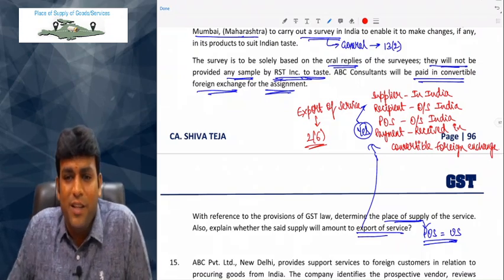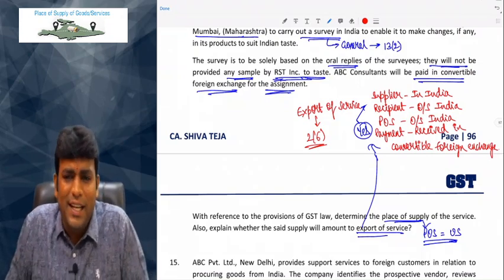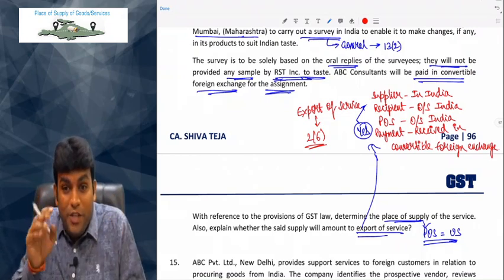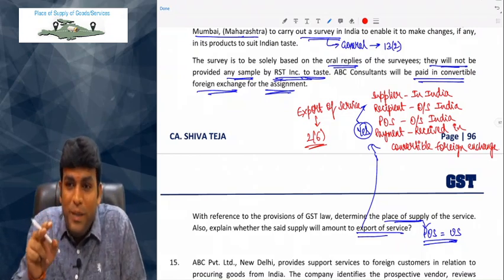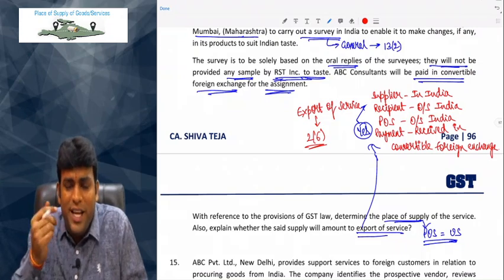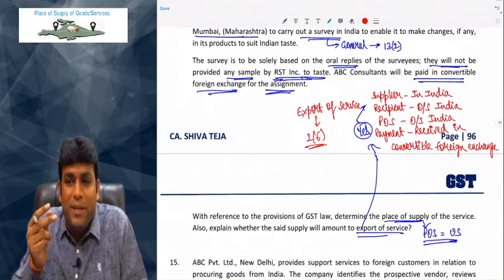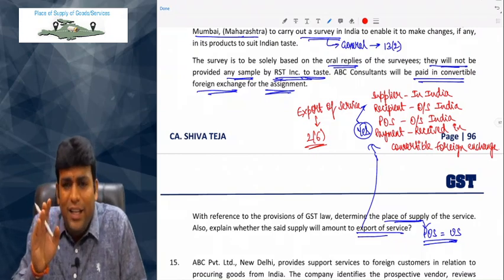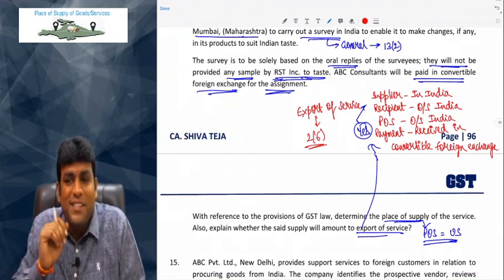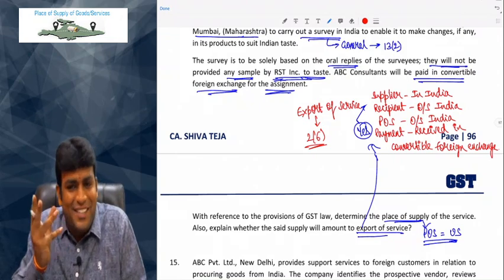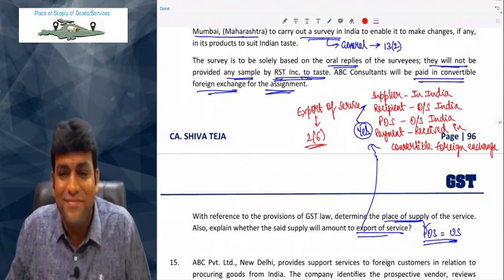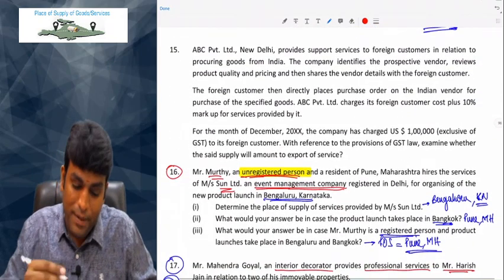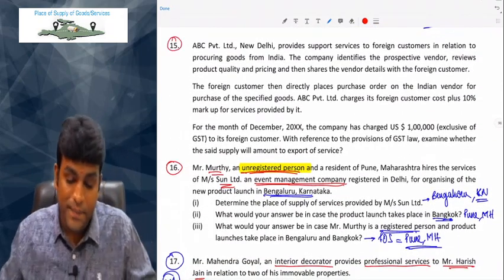And by the way, export of service with section 2(6), which clearly says supplier should be in India, recipient should be outside India, place of supply should be outside India, payment should be received in convertible foreign exchange or in Indian rupees wherever permitted by RBI. If these conditions are satisfied, we will clearly call it as export of service. That's it. I think I should proceed now. Done. Question number 15, my dear friends.